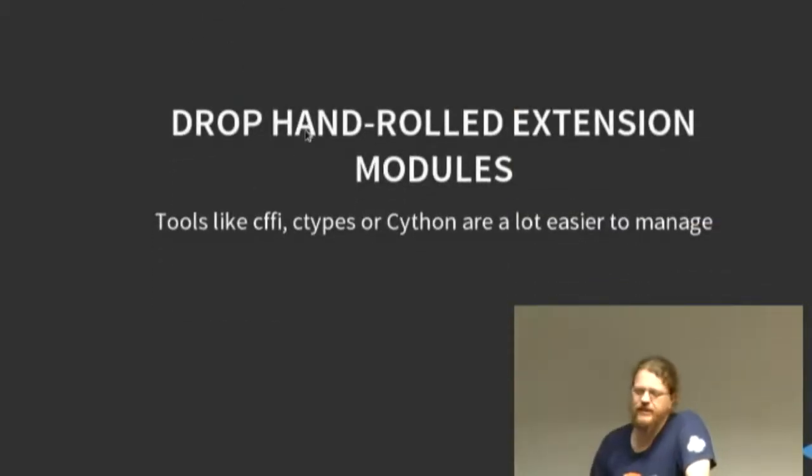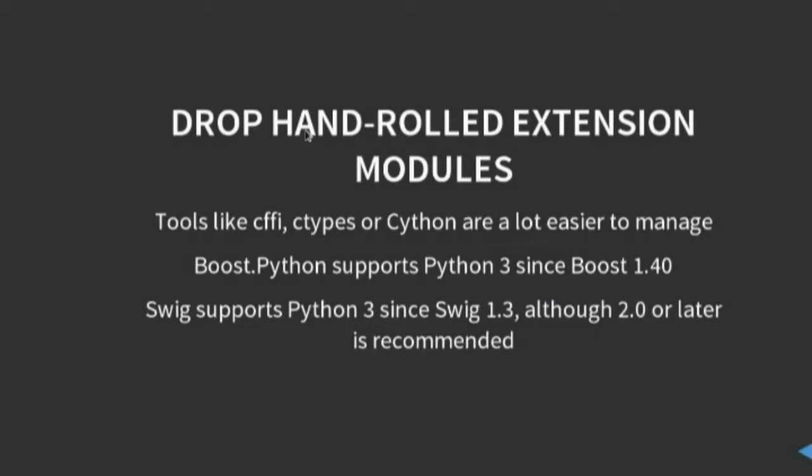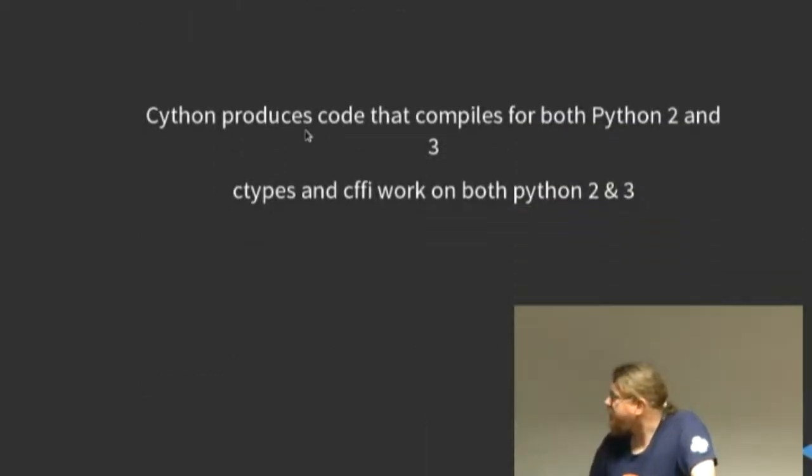But honestly, drop hand-rolled extensions. It's a pain even when you're not trying to port across multiple versions, and they lead to all sorts of odd bugs. It's much better to use tools. You've got CFFI, ctypes, Cython. Boost Python has supported Python 3 since Boost 1.40, which was a while ago. 1.40 and 1.41 were a bit flaky, but from 1.42 I haven't heard anyone complain. SWIG supports Python 3 since about SWIG 1.3, although 2.0 and later is better for this. Cython produces code that's compatible with 2 and 3 automatically, if you like Cython.